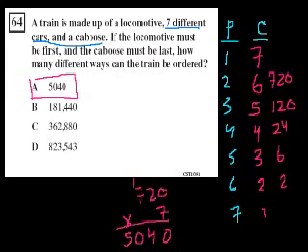Let's see, next problem. Okay, maybe I'll just clear all of this. All right, let me copy the problem.